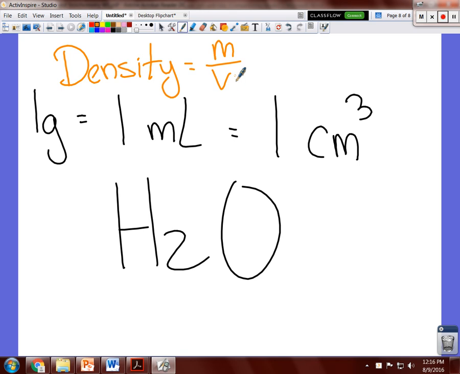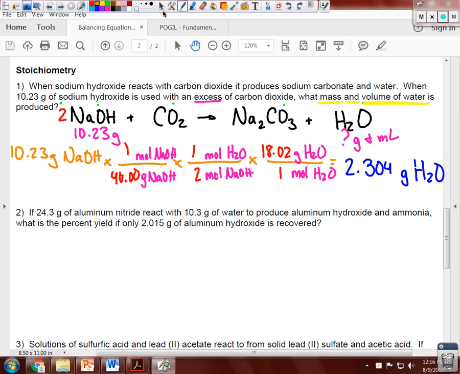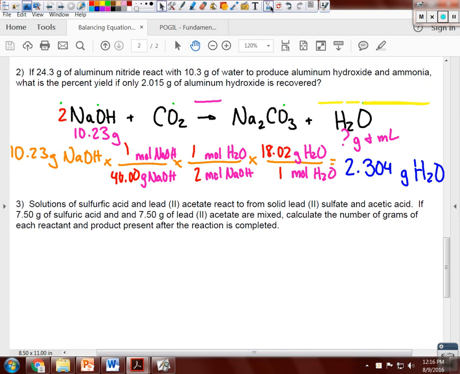30. What's the density? 1. Okay? Don't let that get you. Because it's 30 divided by 30, which is 1. The density of water is always 1. Okay? Alright. We go with that. Spectacular. Alright, number 2.